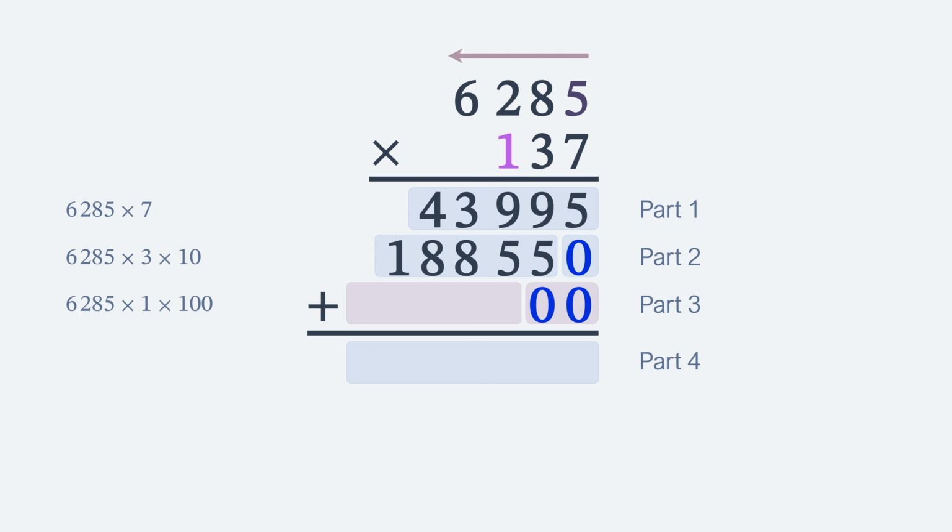So, after we've multiplied the first and the second bottom digit by each digit of the top number, just like we did before for the 2-digit bottom number, we multiply the third bottom digit, which is in the hundreds place, by each digit of the top number, starting with the ones place and moving to the left. Then we add these three numbers together and get the final answer.